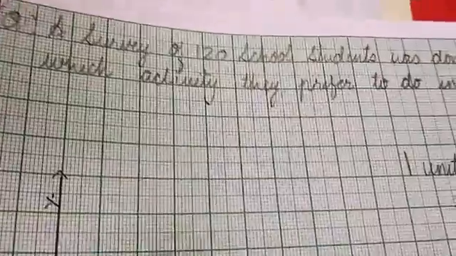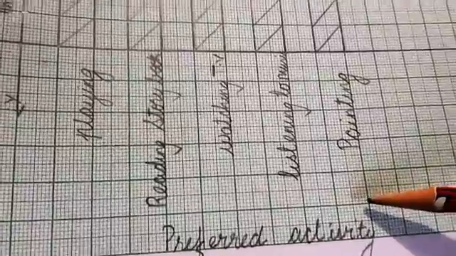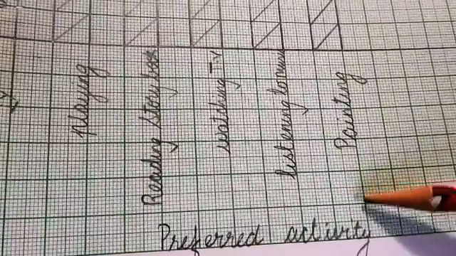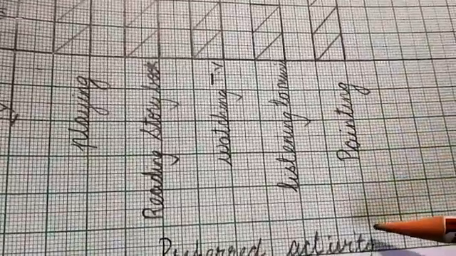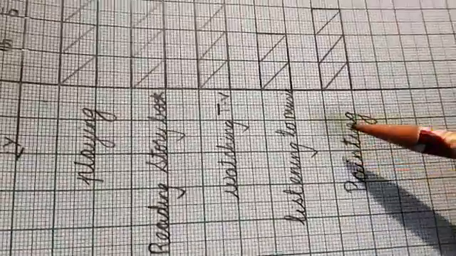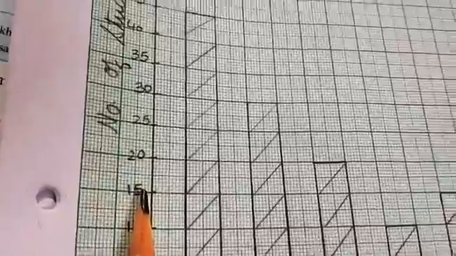Okay, now I have taken the graph paper. From the bottom you can leave 3 to 4 lines according to your handwriting. If your handwriting is small, then you can leave 1, 2, 3 or 4 boxes. If your handwriting is big, then you can leave 1, 2, 3, 4 or 5 lines, right? And from this side, you leave 2 boxes. How many boxes? 2 boxes.